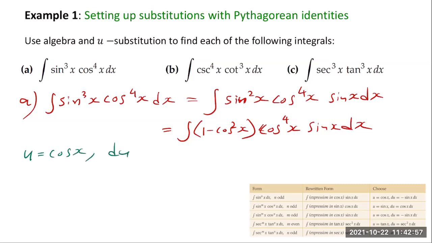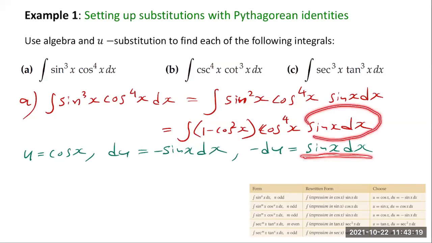Of course your du is going to be minus sine x dx. Now if you divide both sides by minus 1, then you get minus du is equal to sine x dx. So I found my sine x dx because I need to plug in that here. Okay, I have sine x dx here, so that is going to be minus du. Now let's do the substitution.